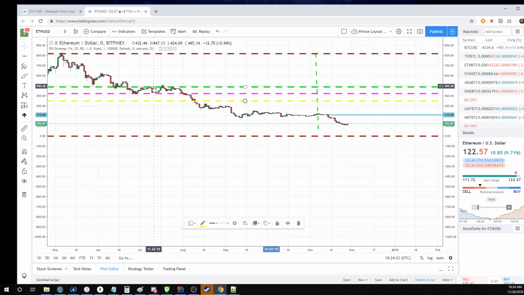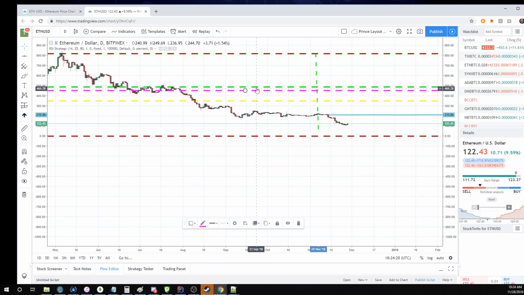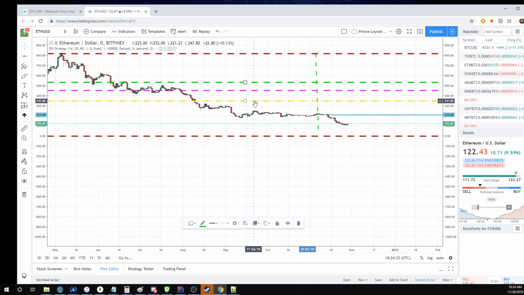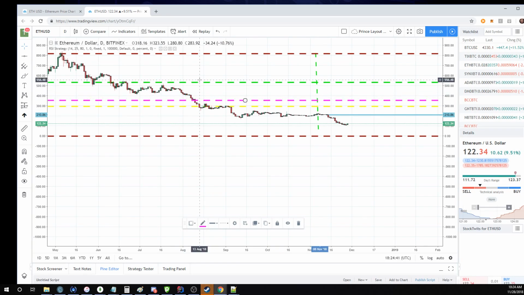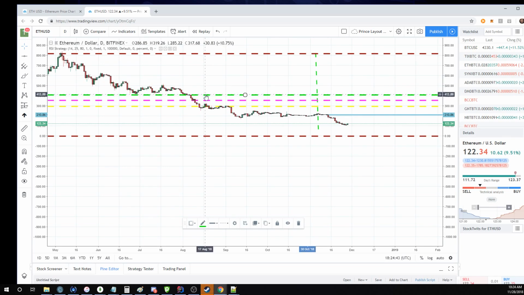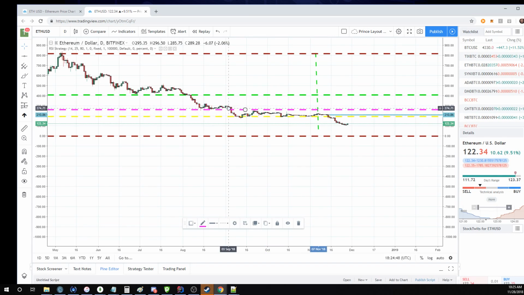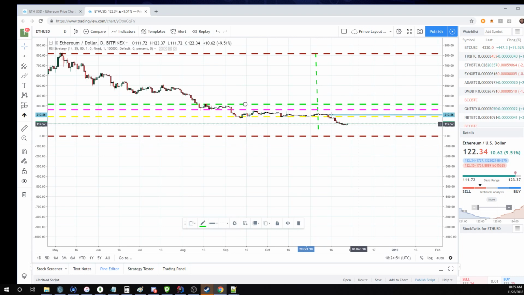Well, at that time, what we would have done is we would have sold some, and we would have marched this whole thing up a little bit. Just like the trailing stop. And here it would have come down, and we would have bought some, and we would have marched this whole thing down a little bit. And here it would have come down more, and we would have bought more. And here it would have come down and bought more.